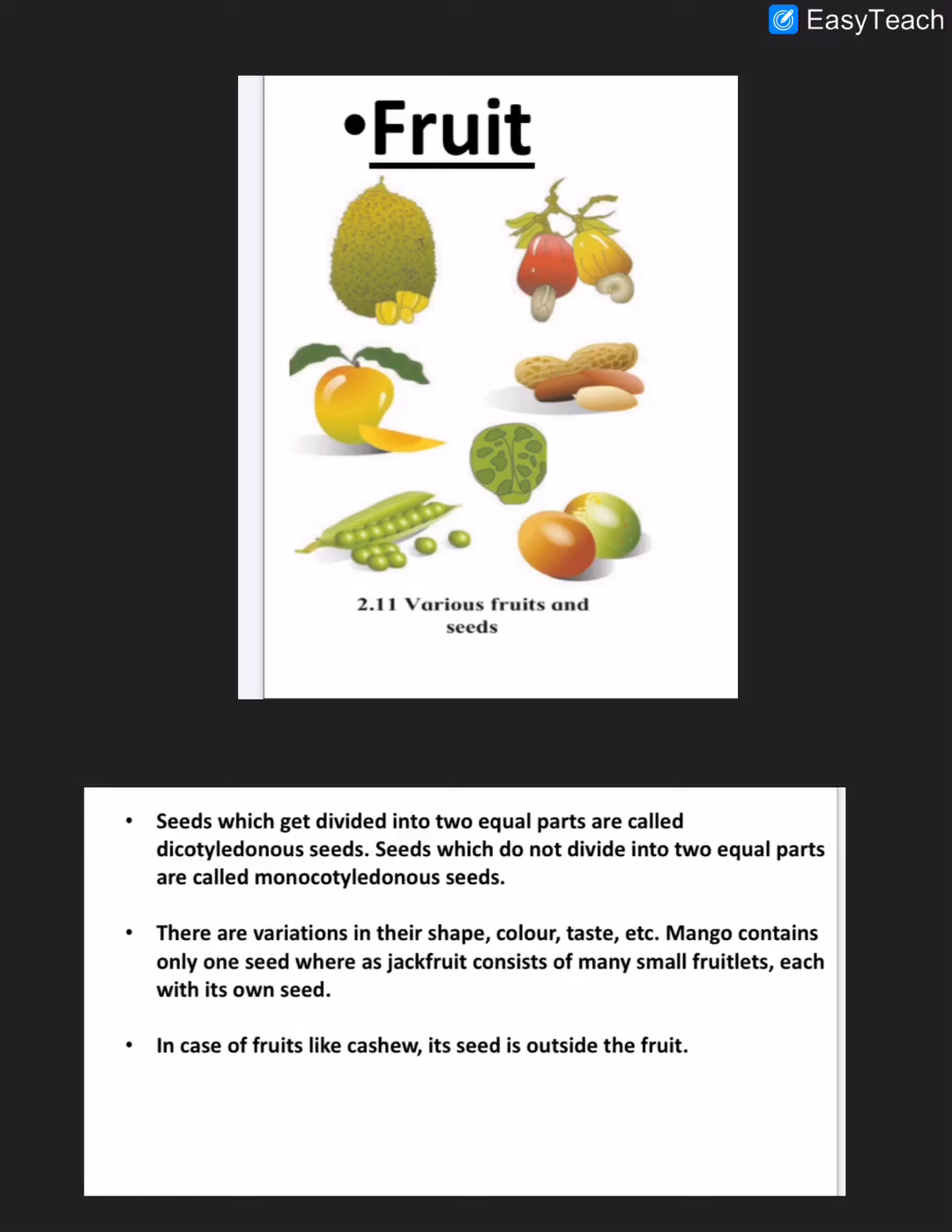And you can see in the image, there are variations in shape, color and taste of these fruits. Mango contains only one seed, while jackfruit contains many small fruits and each one has its own seed. And in cashew nuts, the seeds are grown outside the fruits. So these are the different types of fruits and seeds. So there are two types of seeds, dicotyledonous and monocotyledonous.